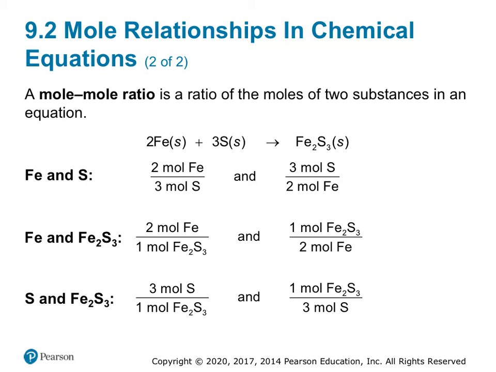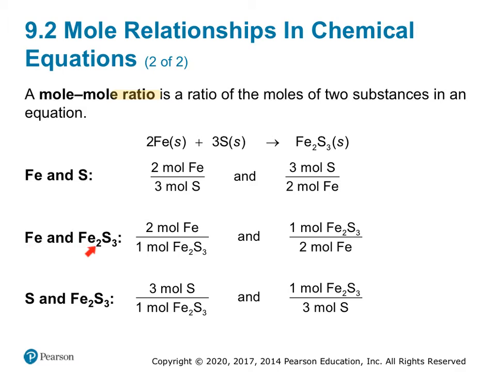A mole-to-mole factor, or mole-to-mole ratio, can be written for any two substances in the equation. So between iron and sulfur, we can say there are 2 moles of iron for every 3 moles of sulfur, or 3 moles of sulfur for every 2 moles of iron. So we can get the relationship between iron and sulfur.